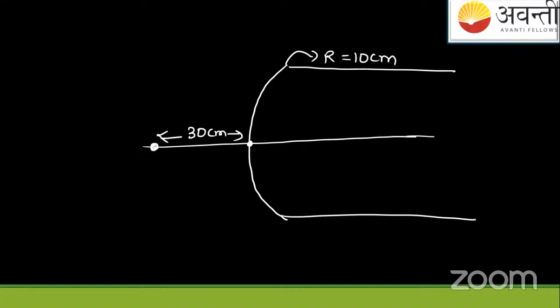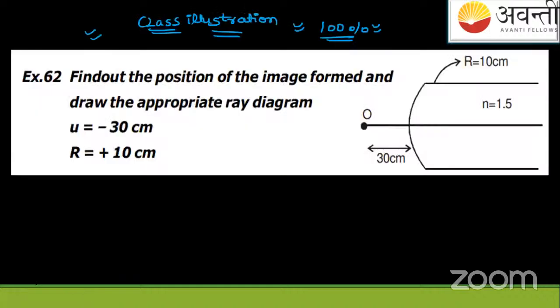So this is N2 or mu2. We can use any symbols. This is N1 or mu1, equal to air, that is 1. Now what are they asking? If you see the question, they ask for the image formed. They also say to draw the appropriate ray diagram, but that's not for now. You can do it as homework. It is not needed in the class illustration right now.